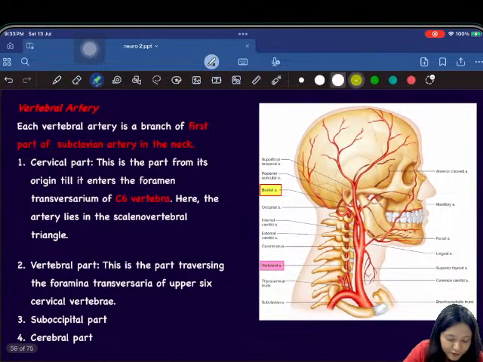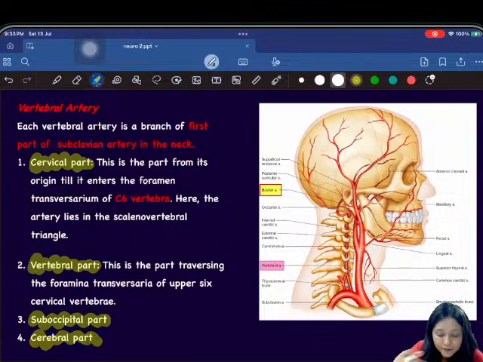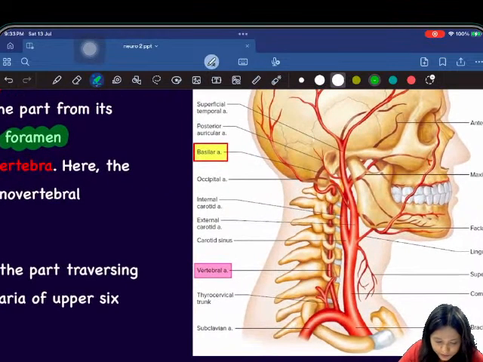Now this vertebral artery also has a cervical part, a vertebral part, a suboccipital part and a cerebral part. In the cervical part, what question might be asked is that it enters the foramen transversarium of the C6 vertebra. From its origin, it will enter the foramen transversarium of the C6 vertebra, and the artery lies in the scalenovertebral triangle. It does not pass through the foramen of C7, you know that. So you can see the vertebral artery here.